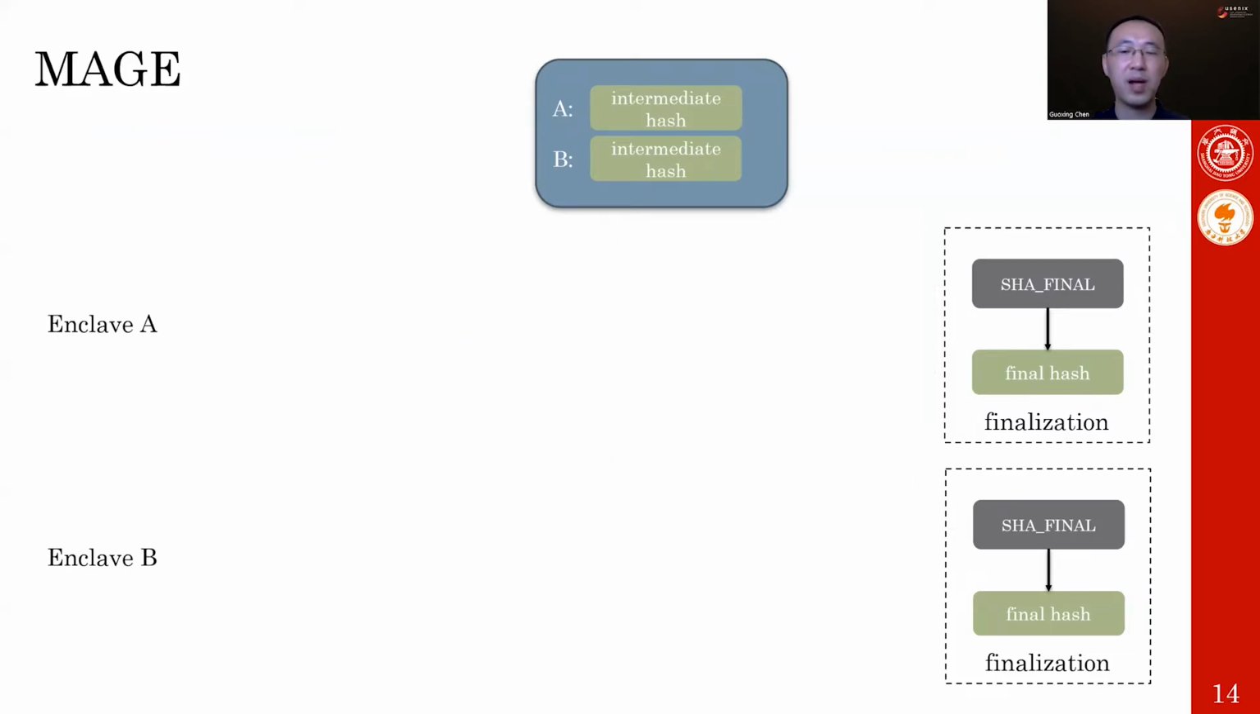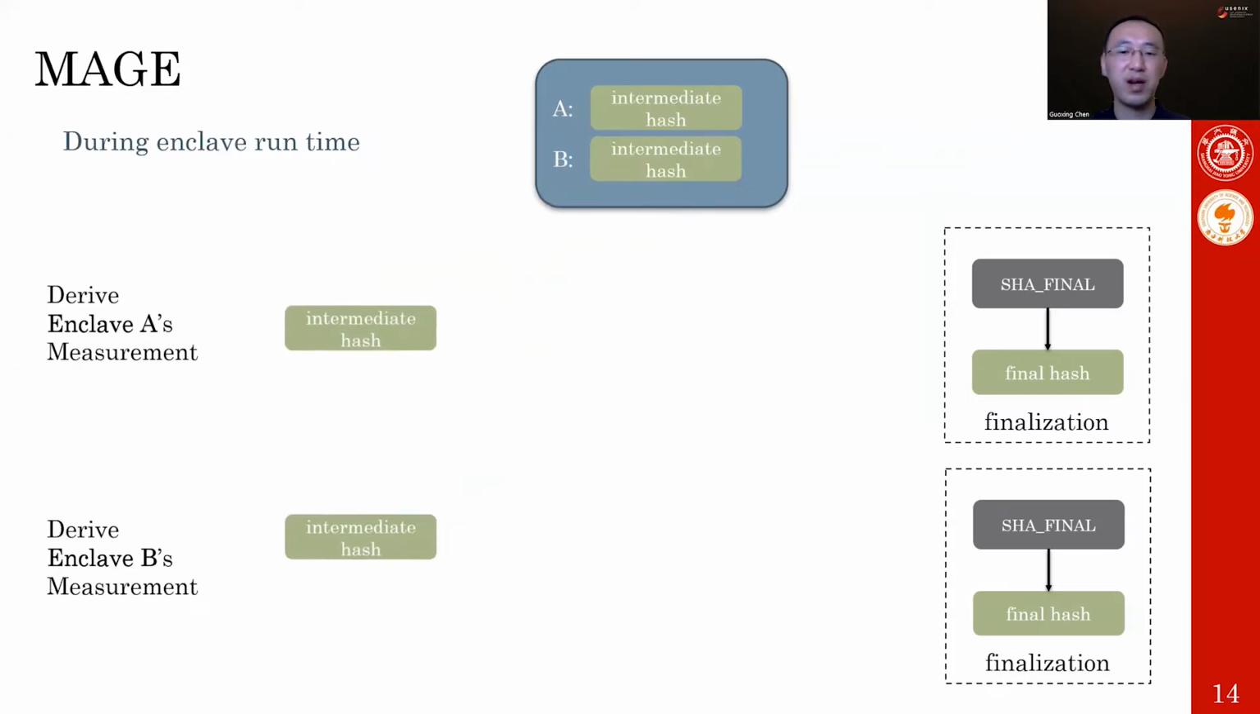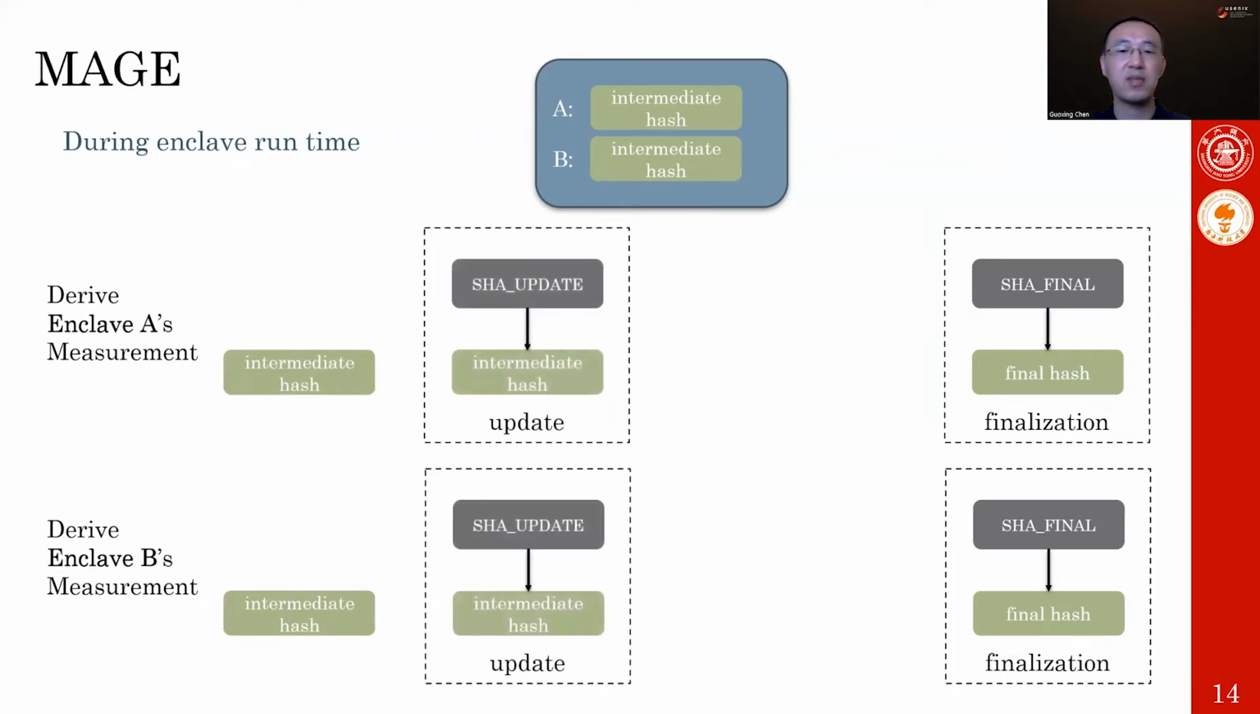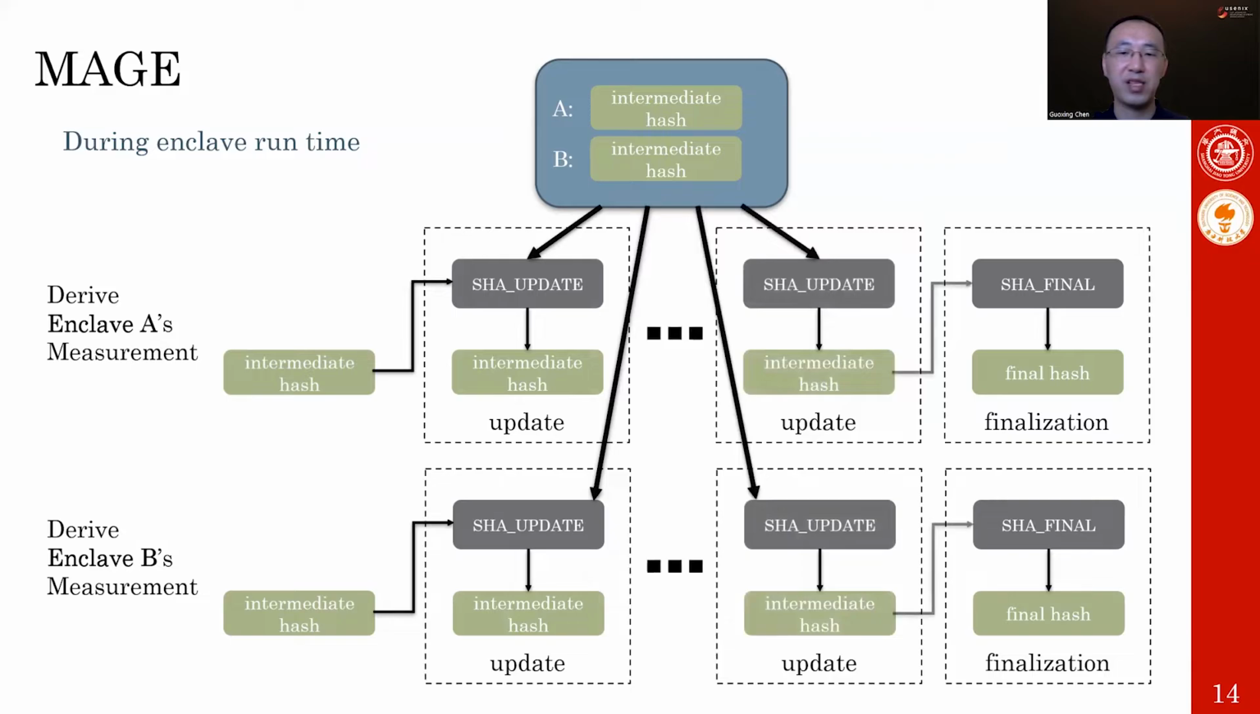Now I'll describe how the measurements could be obtained during runtime. Each enclave with the common part could derive the other enclave's measurements. Particularly, the corresponding intermediate hashes are retrieved from the common part. And then the enclave could continue updating the intermediate hashes with the contents of the common part and finalize the measurement.